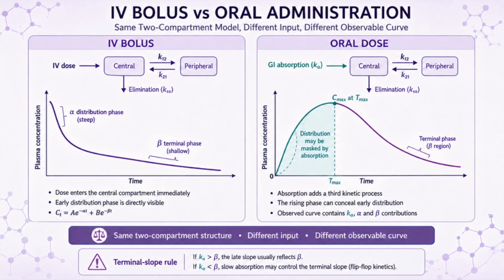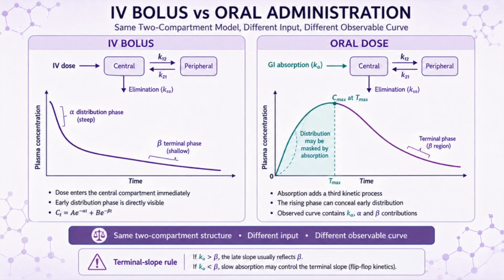Here, both routes use the same two-compartment structure. After an IV bolus, the drug enters the central compartment immediately. The resulting curve begins at a high concentration, and the early alpha distribution phase is directly visible. This is followed by the shallower beta terminal phase.